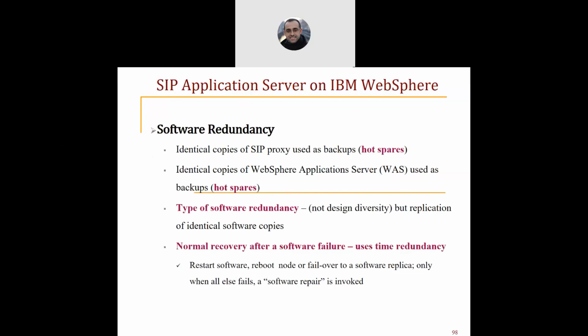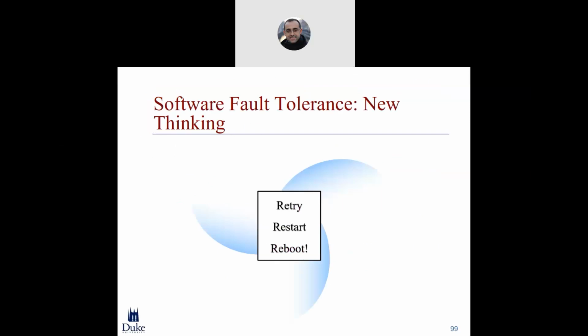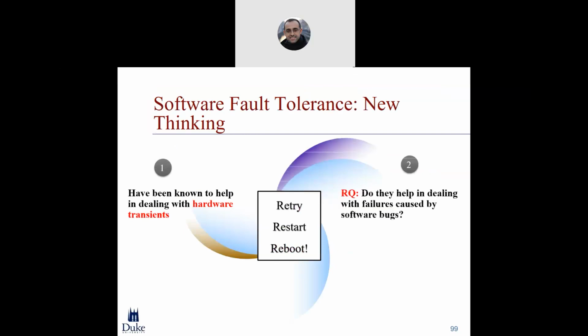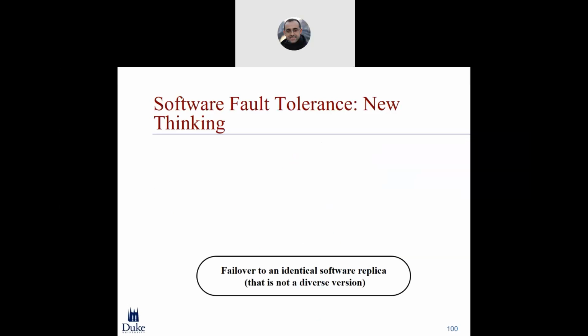So this triggered me to think hard as to why this should work. Retry, restart, reboot have been known to help in dealing with hardware transient faults. But in the context of dealing with failures caused by software bugs, why should it work? And if yes, does it work? And if yes, why? Similarly, failover to an identical software replica that is not a diverse version, does it help?